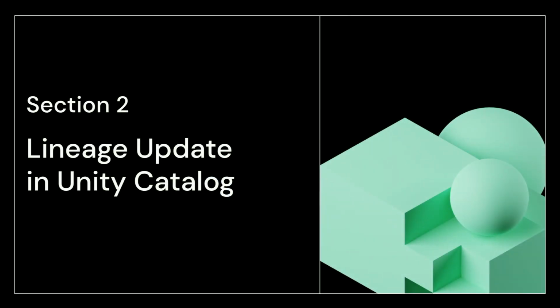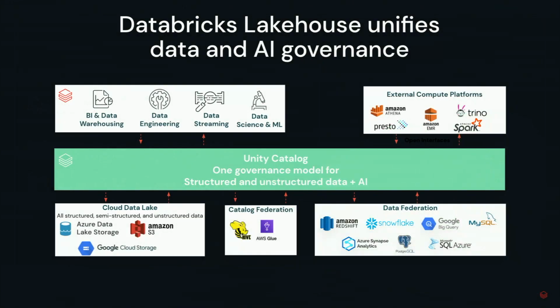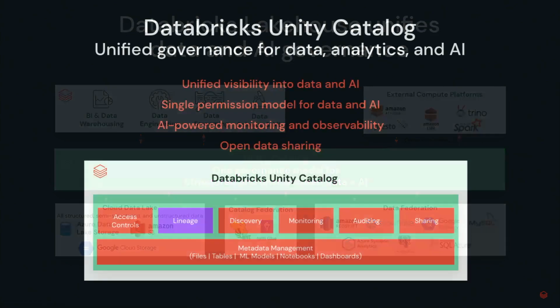It's time to turn in the homework and see what we have done at Databricks. I'm excited to share the lineage update in Unity Catalog. I think everyone knows Unity Catalog now. Databricks Lakehouse unifies the data and AI governance. Unity Catalog is the one governance model for structured and unstructured data and AI.